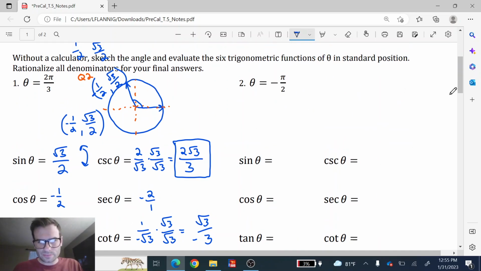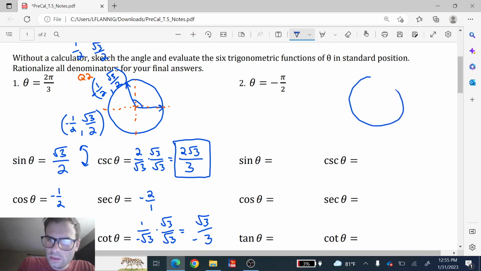Next one. Again, we're just going to draw a circle. You don't have to do this. I think this just makes it easier for me. We know we always start like that. And then pi over 2 is normally like this. That's pi over 2. But because it's negative pi over 2, it goes in the opposite direction. It goes clockwise, not counterclockwise. So it looks like that. That's the angle we care about, which is a 90-degree angle.